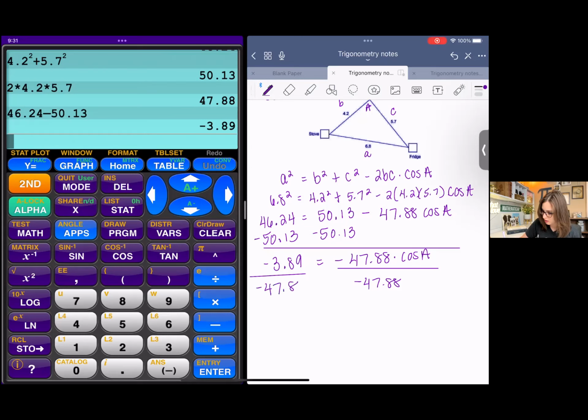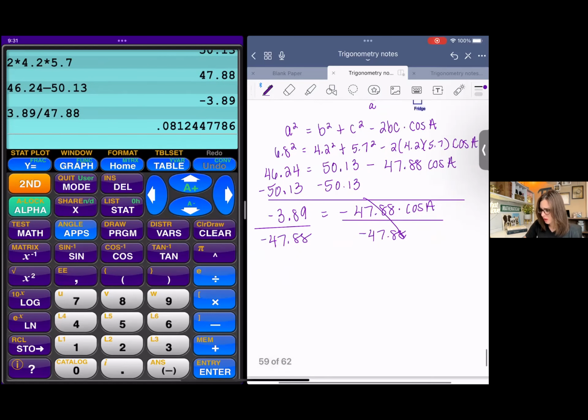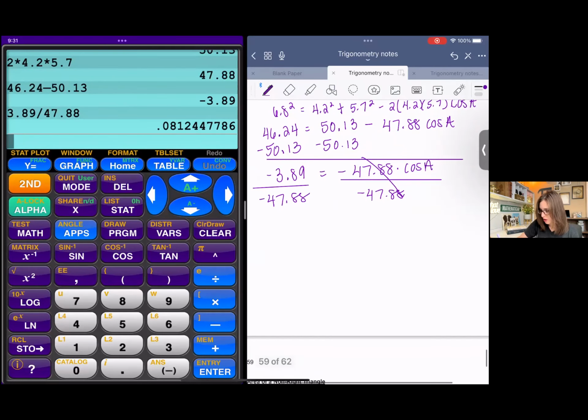And that divides. And so now I'm going to leave this. Let me see how it looks if I type it in. I dropped the negatives because it's a double negative. Yeah, that's kind of involved. So I'm going to leave this as a fraction just so that I can prevent some rounding error. I always get really nervous about rounding error. So I'm going to have 3.89 over 47.88 equals cosine A.